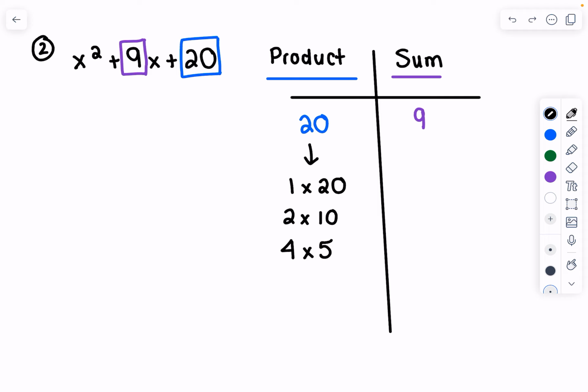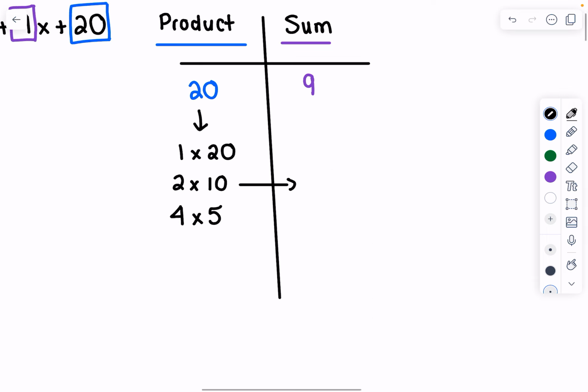The next part, you are going to check your sums. So you can do this by inspection. Some of you might look at this right away and see what 2 numbers add to 9. Or you can double check by going through all of your pairs and trying to add them up.